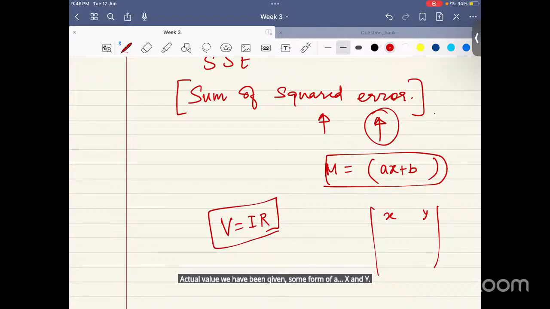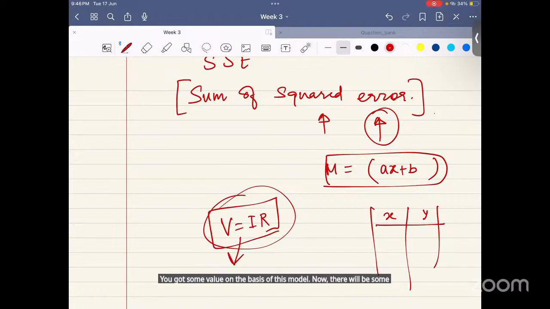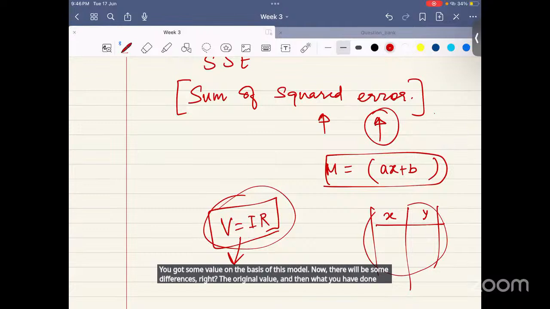Correct? But you did the experiment, and you have this model, right? From this model, you got something else, the XY coordinate itself. So the original value was already there in the form of XY coordinates. You got some value on the basis of this model. Now, there will be some differences, right? The original value and what you have done experimentally. There is some difference, right? Correct? This is the assumption.